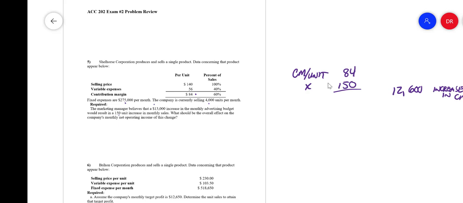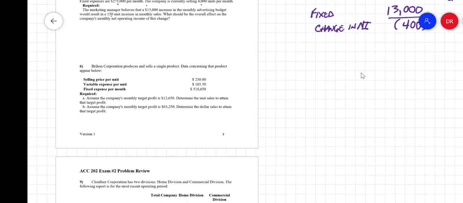Okay, so that's the first part. And then we have fixed expenses that will increase by $13,000 a month. So we compare this 12,600 to the increase of $13,000, and we get a $400 negative effect. This is the change in net income. It'll be a reduction in net income, not a loss. All right. So that's number 5. Let's move on to number 6.